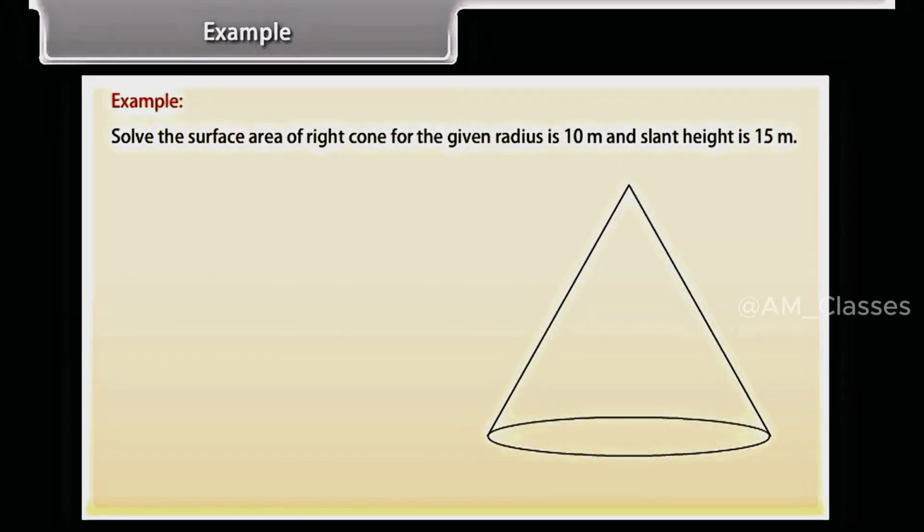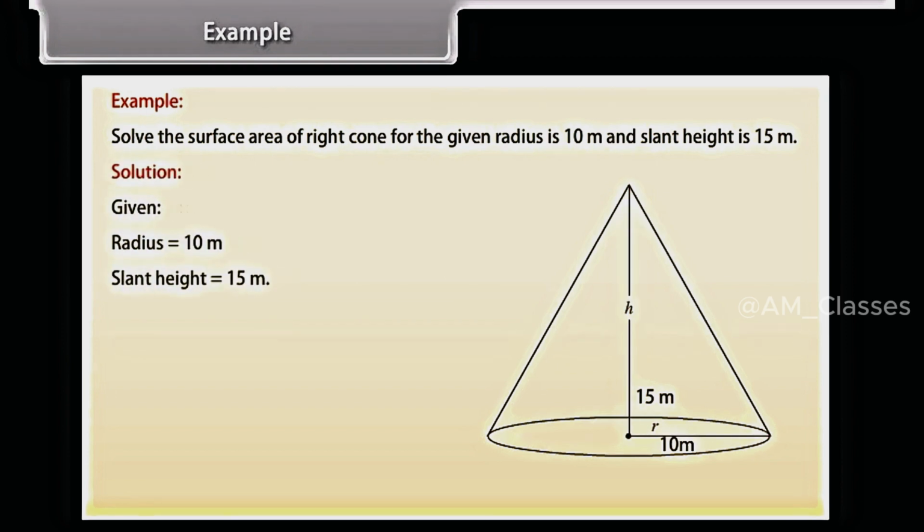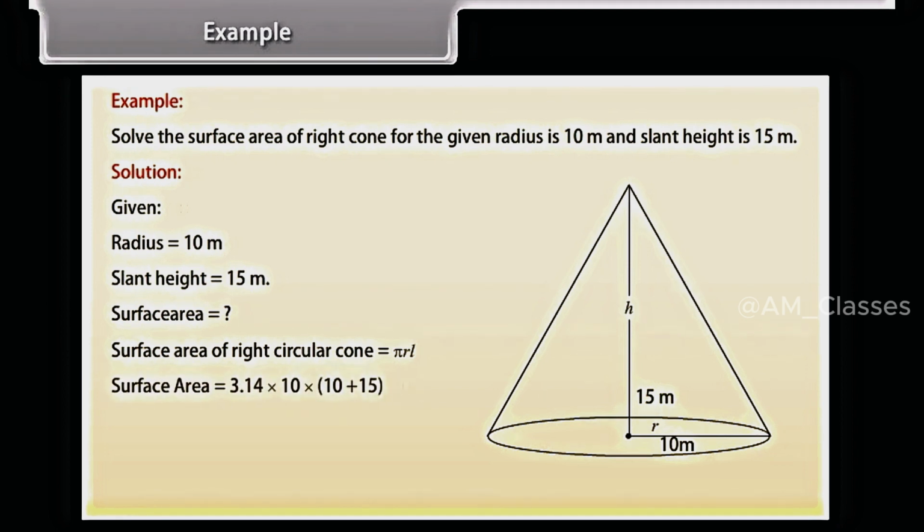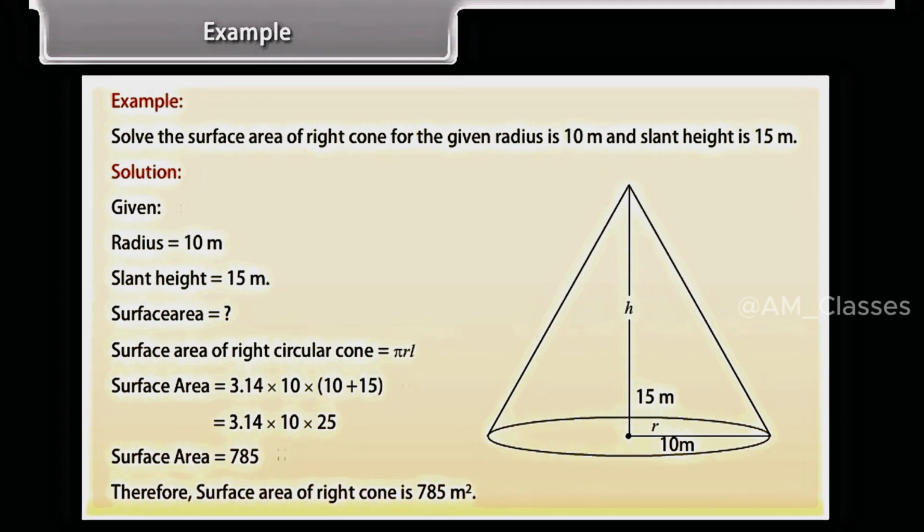Example. Solve the surface area of right cone for the given radius is 10 meter and slant height is 15 meter. Solution. Radius and slant height, which is 10 and 15 meter respectively, have been given. We have to find the surface area. We know that surface area of cone is equal to pi r into L plus r. Therefore, by substituting the values we get, surface area is equal to 3.14 into 10 into 10 plus 15. By solving this, we get surface area is 785. Therefore, surface area of right cone is 785 square meter.